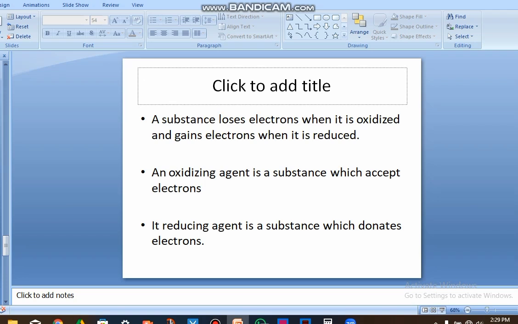Look at this. A substance loses electrons when it is oxidized and gains electrons when it is reduced. An oxidizing agent is a substance which accepts electrons. The reducing agent is a substance which donates electrons.